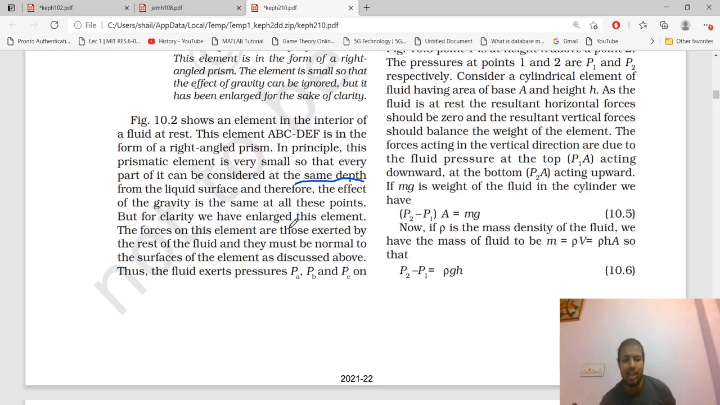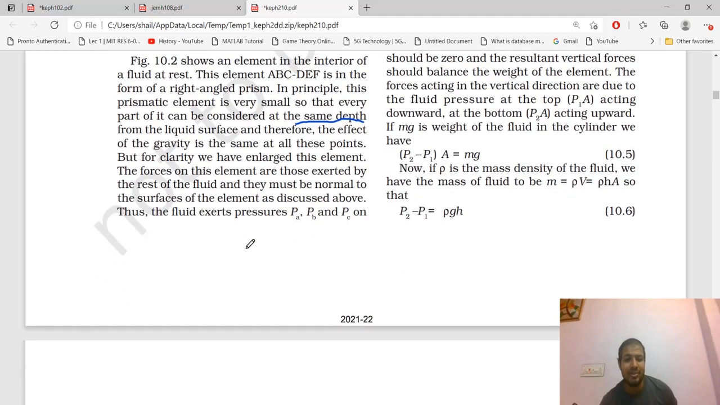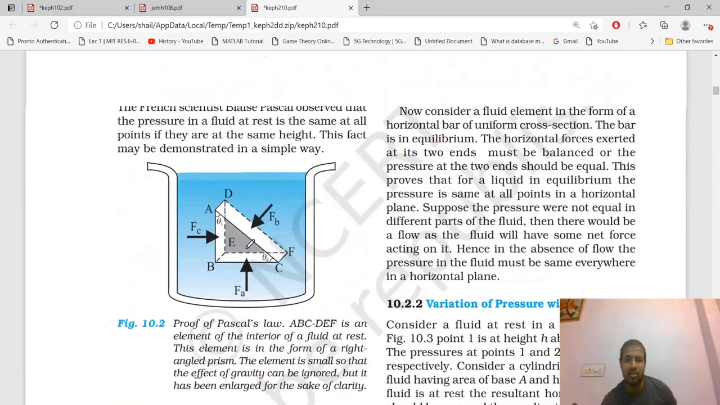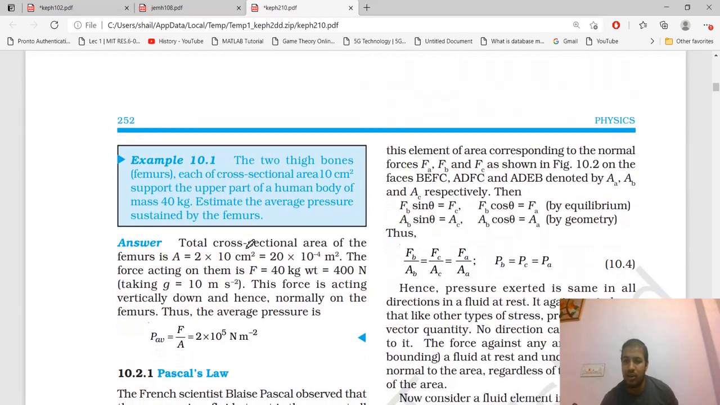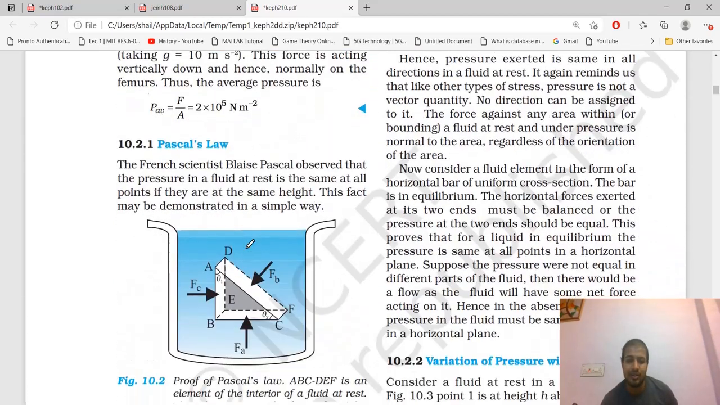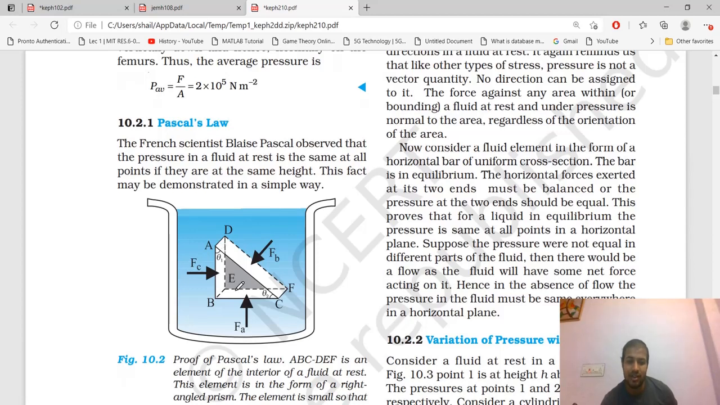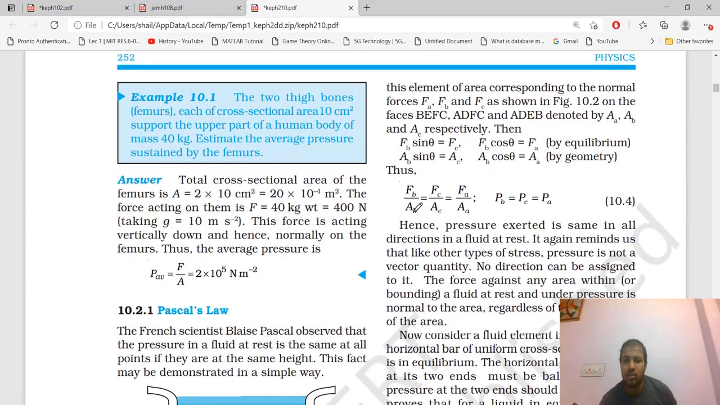The forces on this element are those exerted by the rest of the fluid, and they must be normal to the surface of the element, as discussed above. Thus, the fluid exerts the pressures Pa, Pb, and Pc on this element of area, corresponding to the normal forces Fa, Fb, and Fc, as shown in figure 10.2 on the faces. Here BEFC, this is Fa, this is Fb, and on the corresponding surfaces, the area is also given.